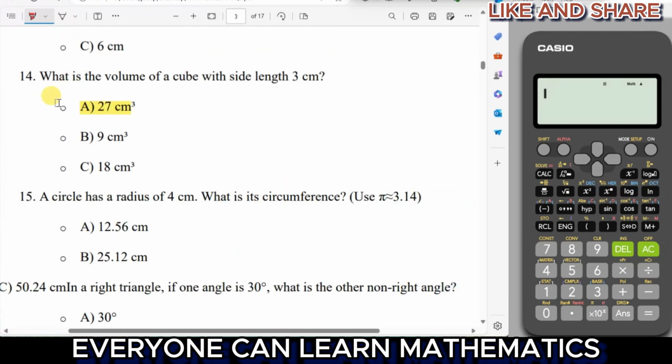Now, question 14. What is the volume of a cube with side length 3 centimeters?